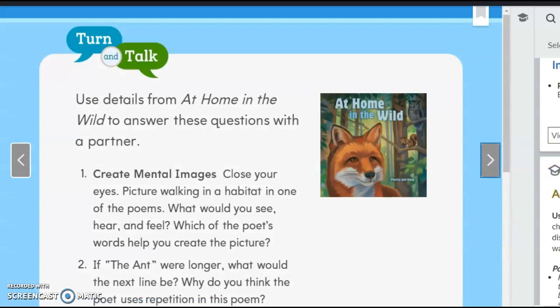So when we're thinking about creating mental images, close your eyes. Picture walking in a habitat in one of the poems. What are some things that you would see, hear, and feel? And which of the poet's words help you create that mental picture?